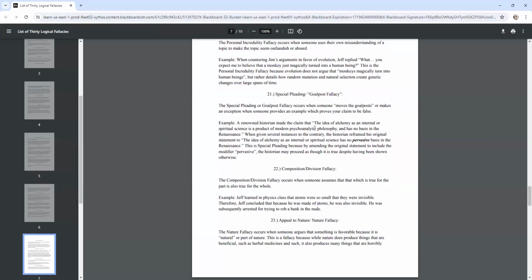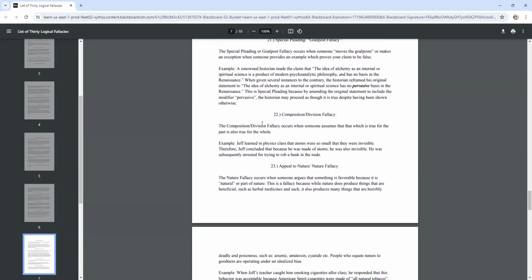Example, a renowned historian made the claim that the idea of alchemy as an internal or spiritual science is a product of modern psychoanalytic philosophy and has no basis in the Renaissance. When given several instances to the contrary, the historian reframed his original statement to the idea of alchemy as an internal or spiritual science has no pervasive basis in the Renaissance. So by including that one word pervasive, we've now altered the definition that was given to exclude any evidence to the contrary, which is a fallacy. It's a tactic. Okay. Number 22 is composition and division fallacy.